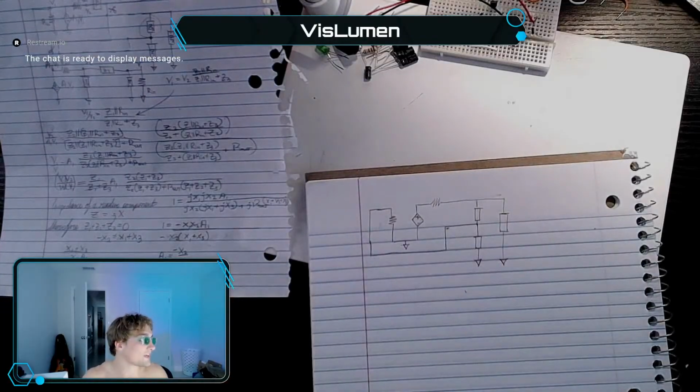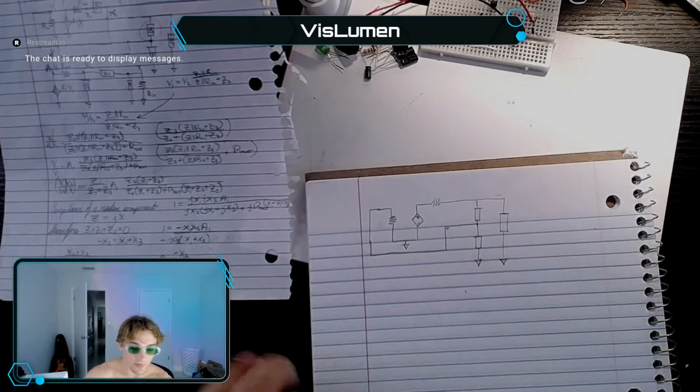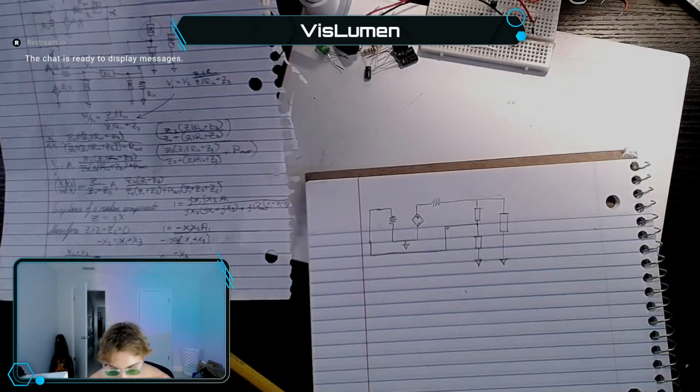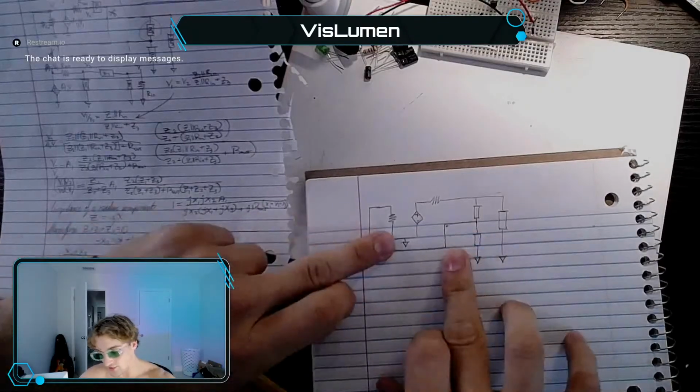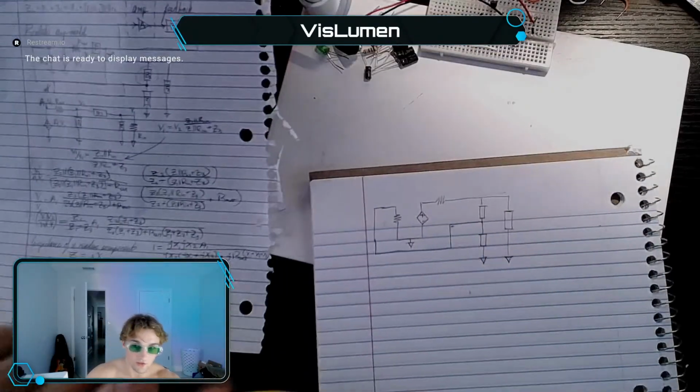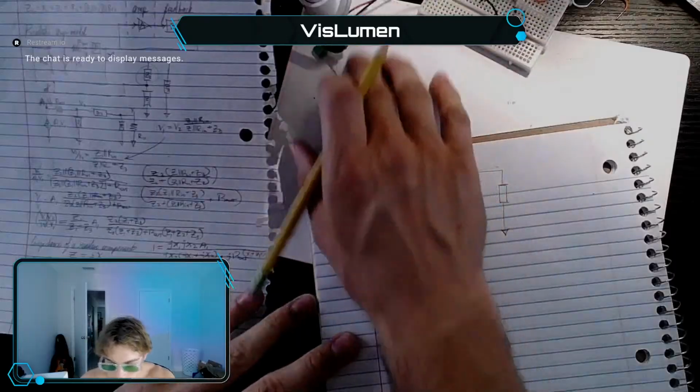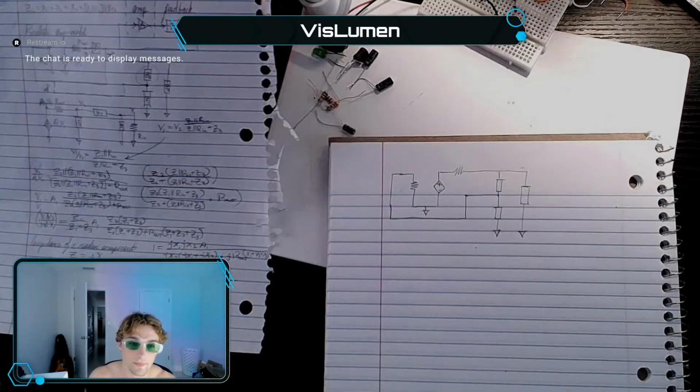For the NPN bipolar junction transistor, we're gonna have to model it as a current source, not a voltage source, such as the case right here. But that ain't happening here.